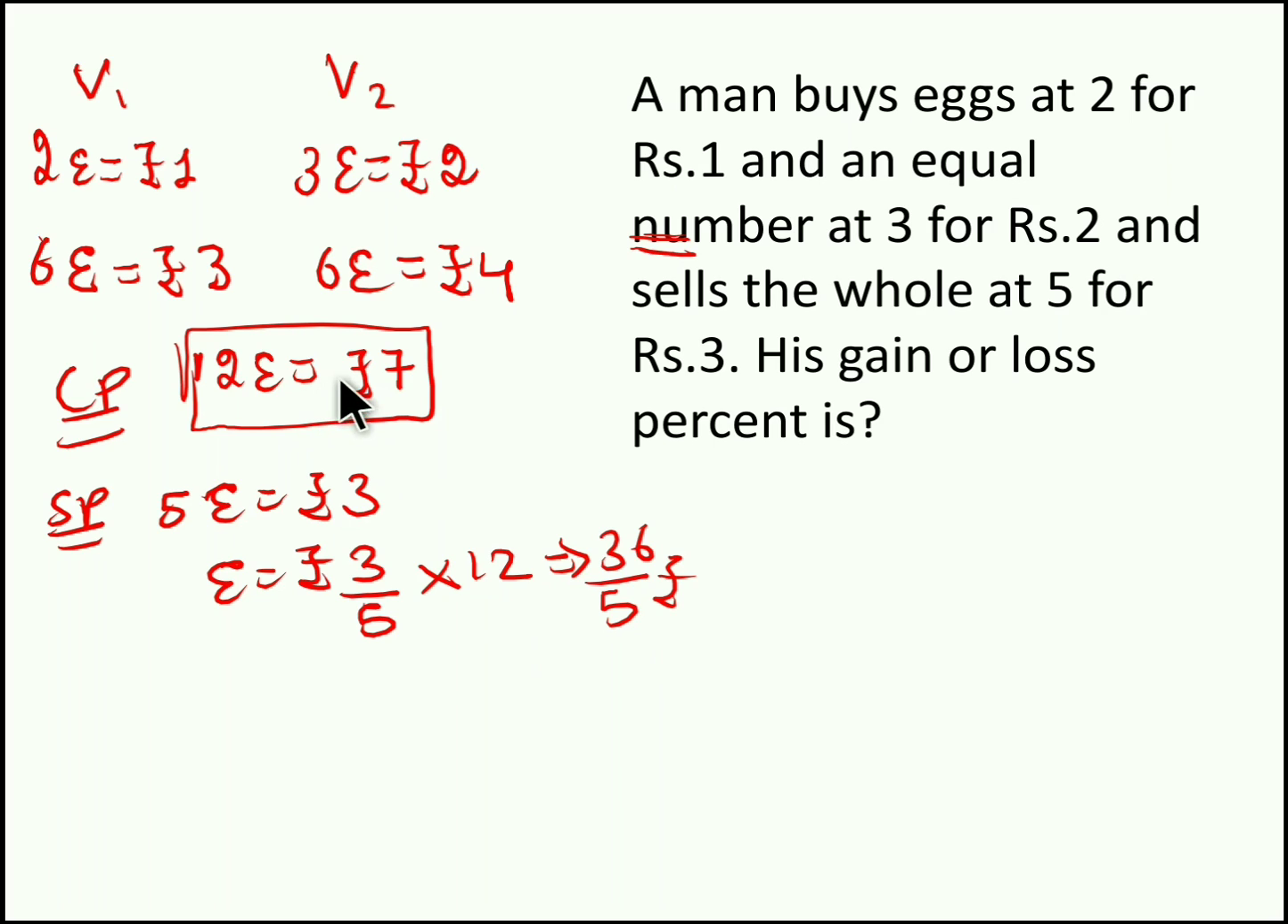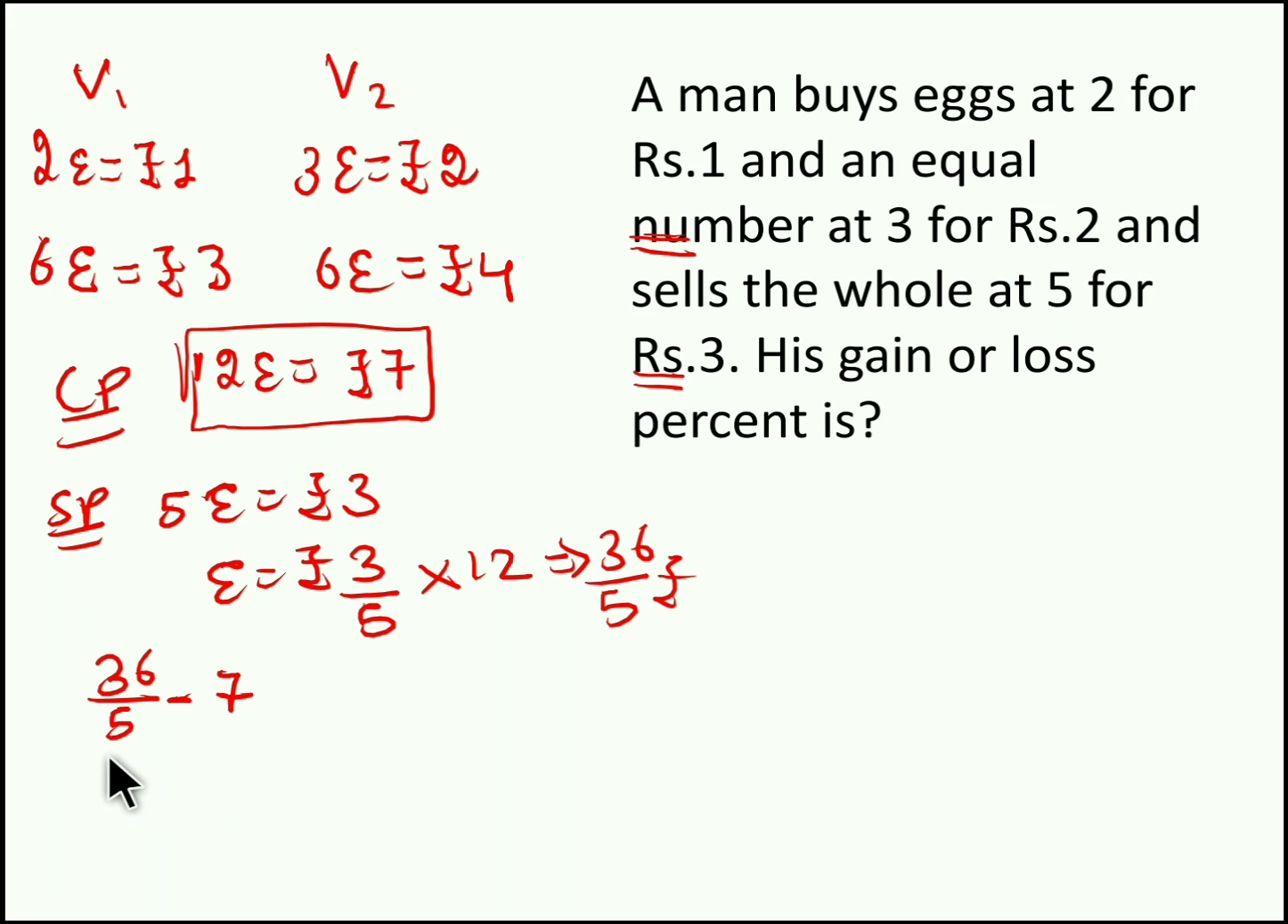See, cost price of 12 eggs is 7 and selling price of 12 eggs is 36/5 rupees. You have to find gain or loss percentage. Obviously the transaction is gain because 36/5 is nothing but 7.2 rupees. So 7 rupees 20 paise. Now to find the profit we have to subtract cost price from selling price. So 36 by 5 minus 7. So if you solve this, you will get the value of profit.